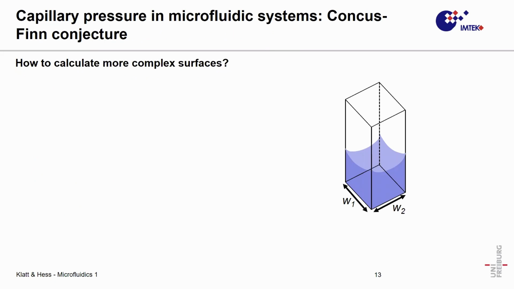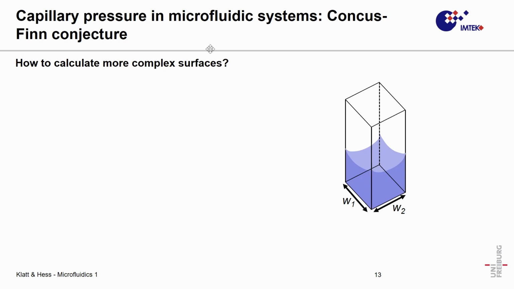Obviously, life is not always that easy in reality, as we don't always have a perfectly symmetric capillary. That's why we look at a little more complex structure of a rectangular channel, where it's really hard to tell what the surface looks like. So it's really hard to get this r prime that we just calculated in the last example.